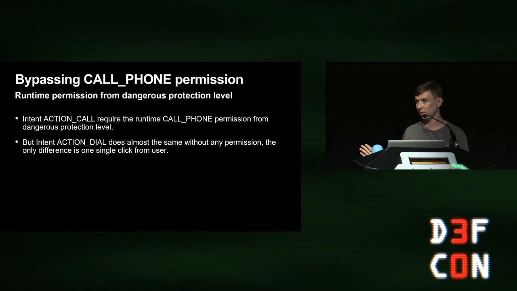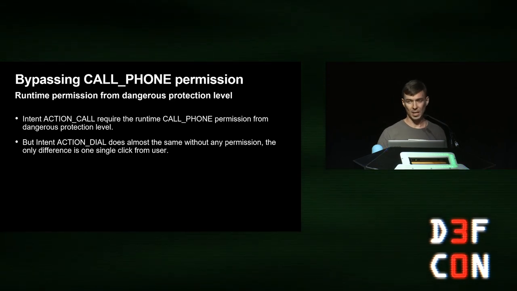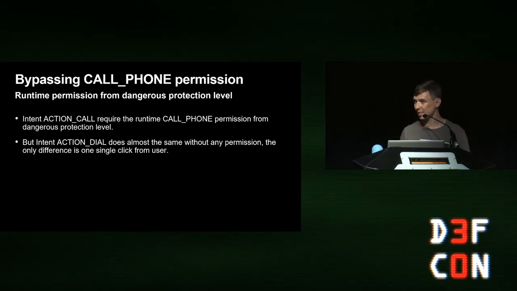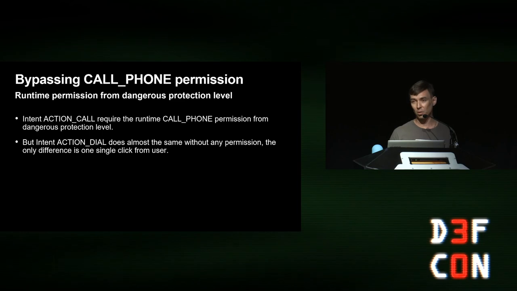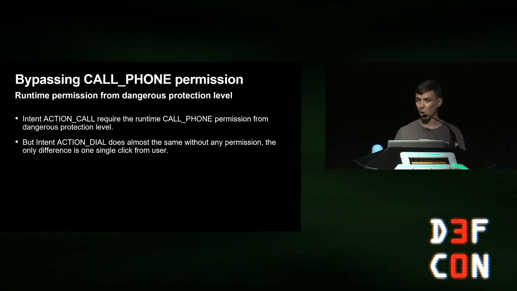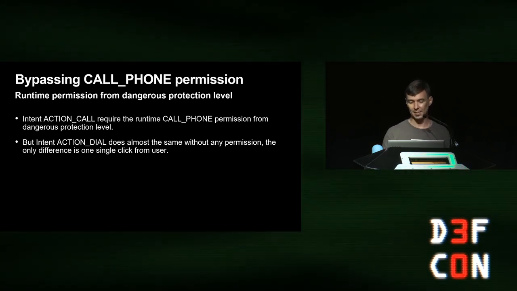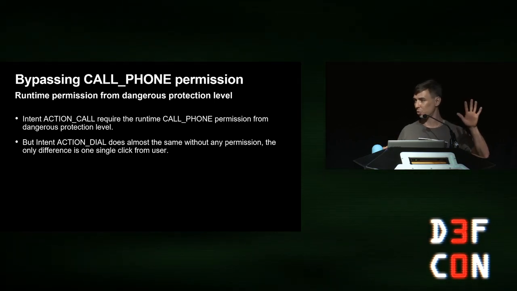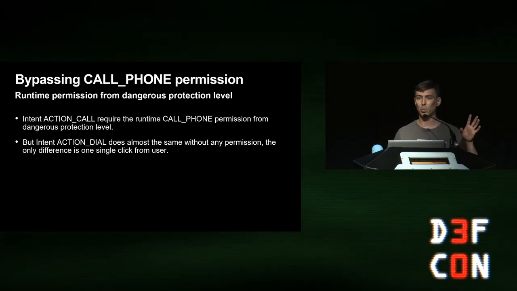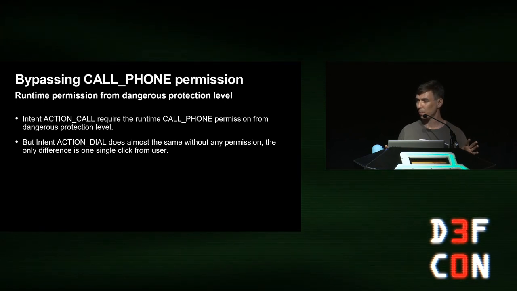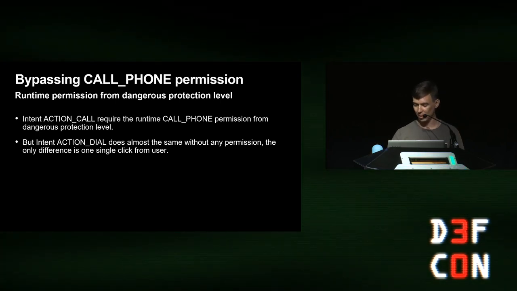But that will work only if the application has the needed call phone permission. If it doesn't have it, then, as we have seen previously, security exception, it cannot work. But at the same time, in Android, there is another action called action dial, which works with default permissions. And it does exactly the same thing, or almost exactly the same thing. It will also trigger the dialer. It will also parse the URI, take the phone number, put it in the dialer, but it will not start the phone call. That's the difference. You just need one single click from a user to start it. So you see where I'm going with it, right?